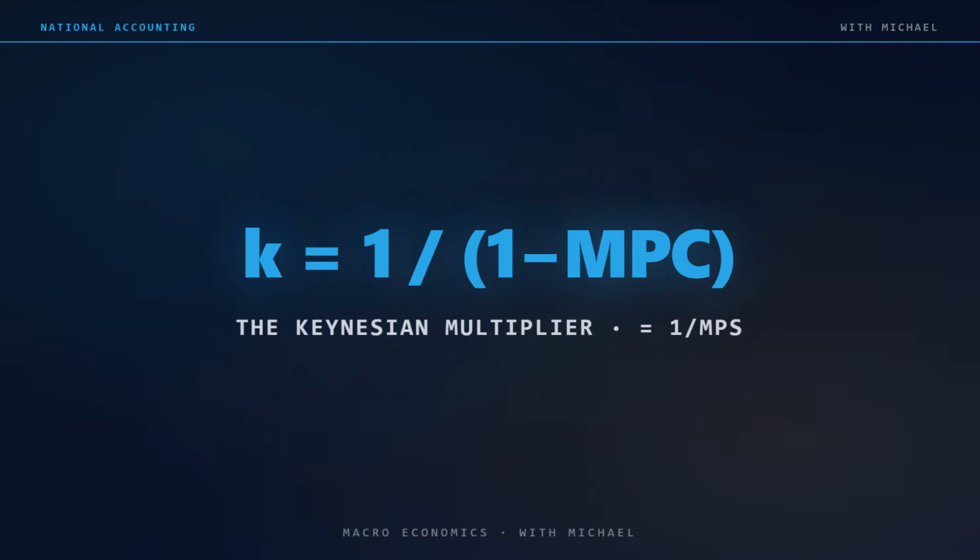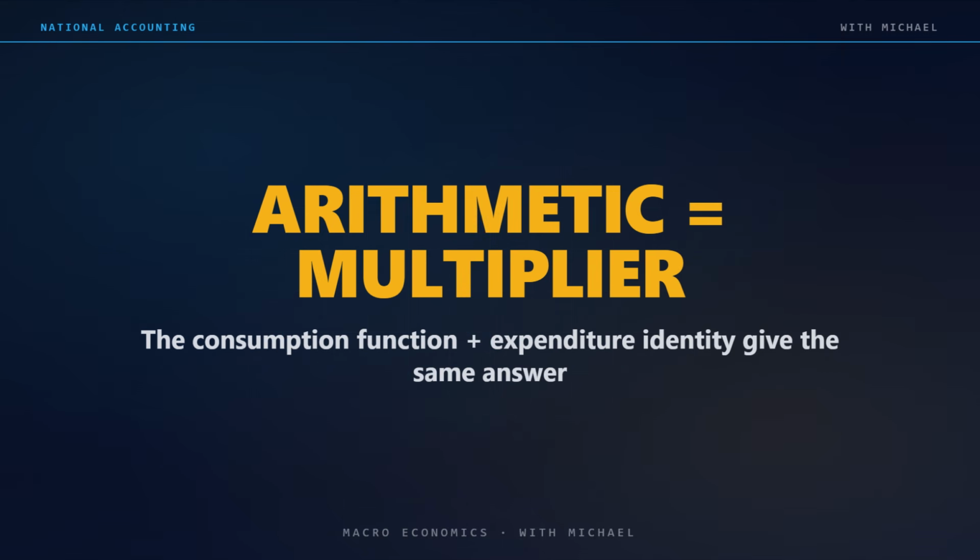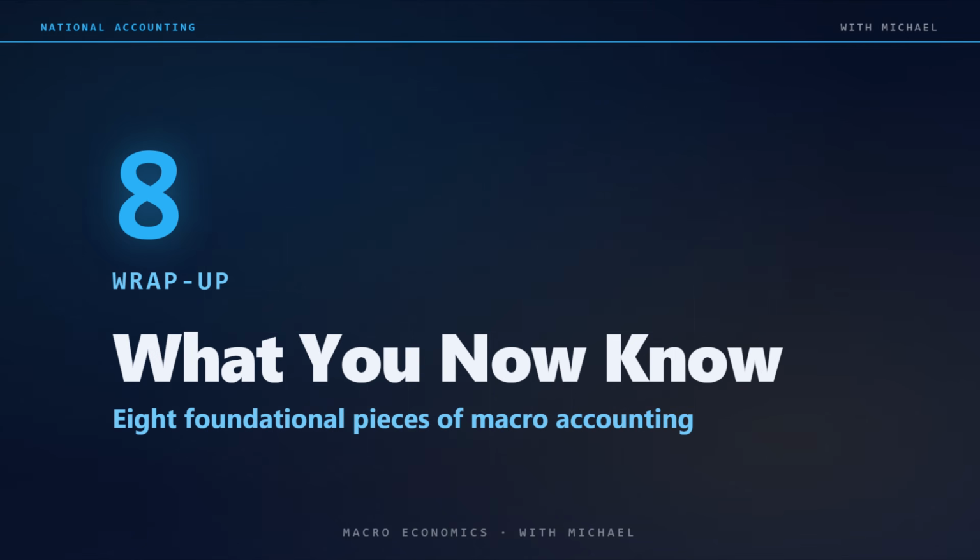The exercise shows two things. First, the closed economy multiplier of 1 over 1 minus MPC, which is 1 over MPS. Second, that real arithmetic from the consumption function and the expenditure identity perfectly aligns with the multiplier result. This is the foundation of all Keynesian fiscal analysis.